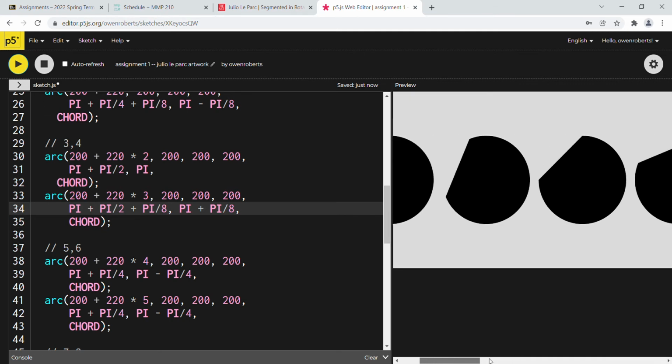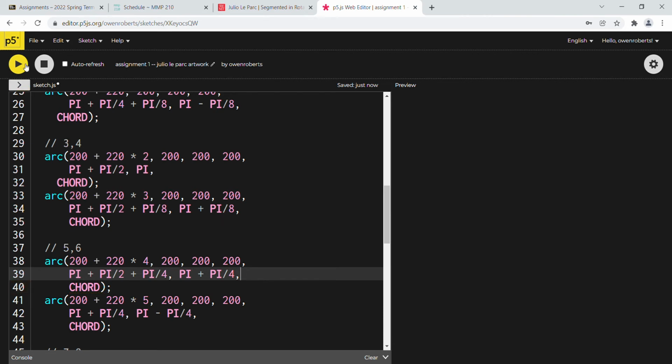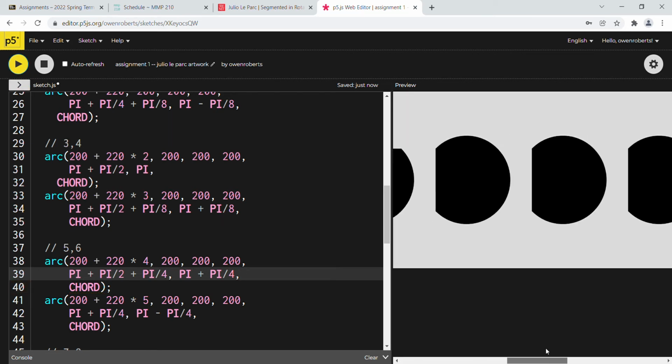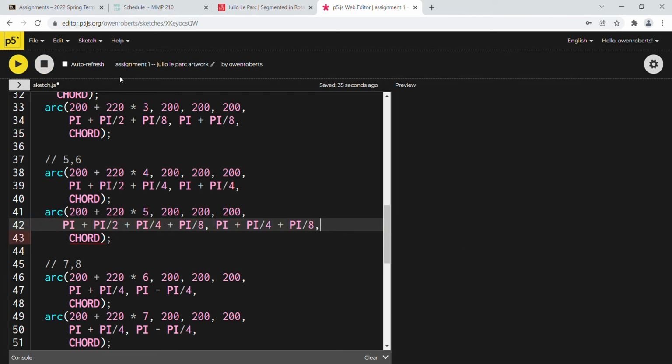Okay. That's pretty good. So then the next one, pi plus pi over 2 plus pi over 4, and then pi plus pi over 4. Oops, forgot the comma there. Okay, still going around, that's good. So now it's going to get kind of gnarly. Pi plus pi over 2 plus pi over 4 plus pi over 8. And then pi plus pi over 4 plus pi over 8. Forgot the comma again.